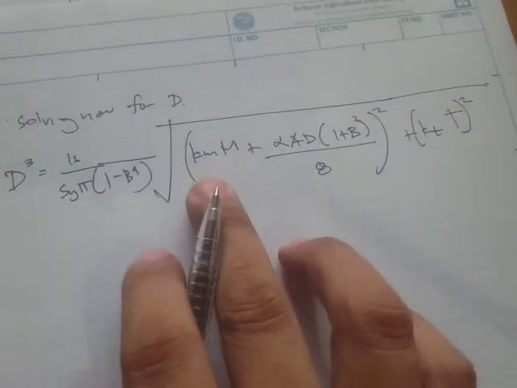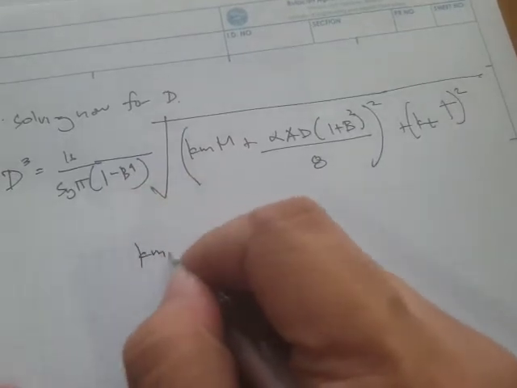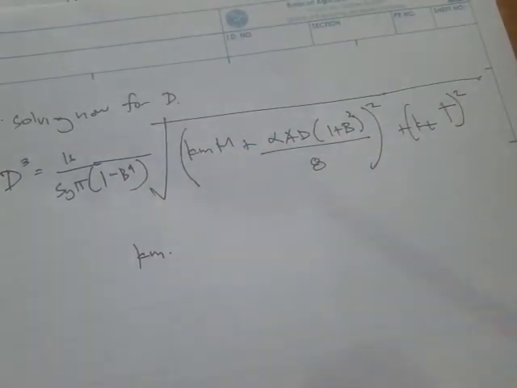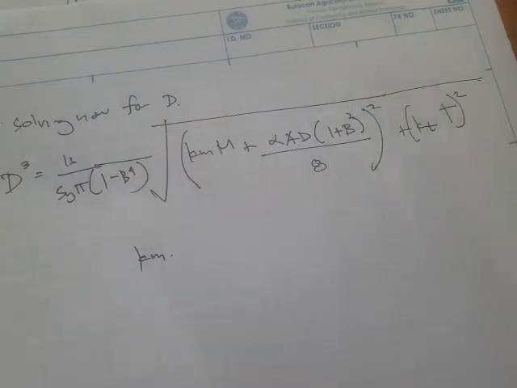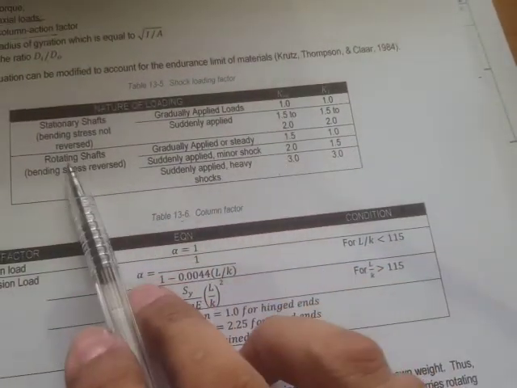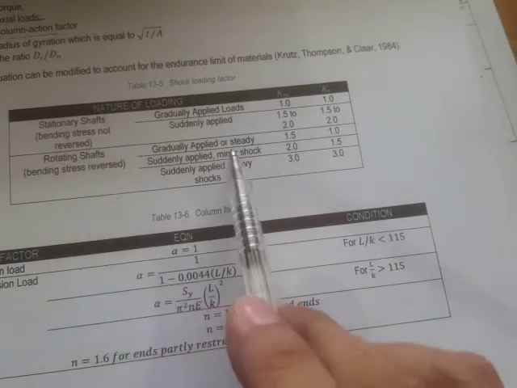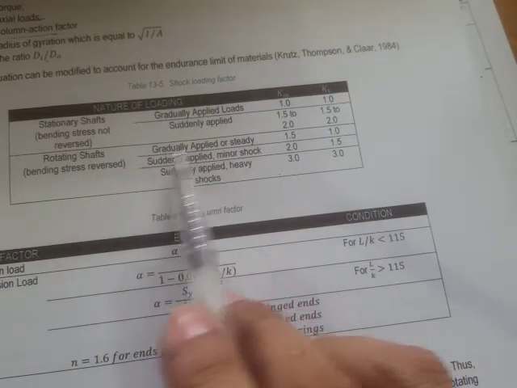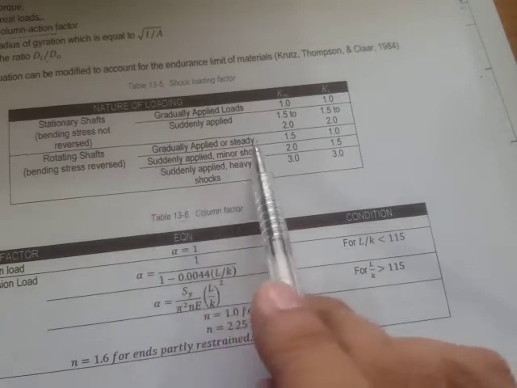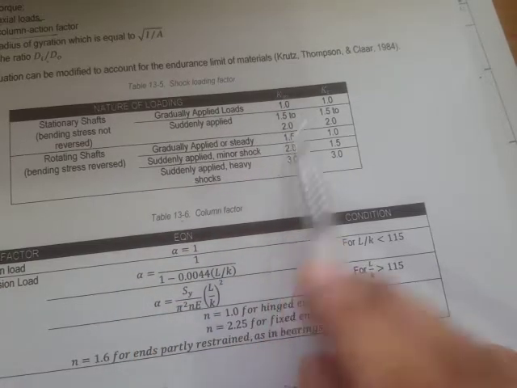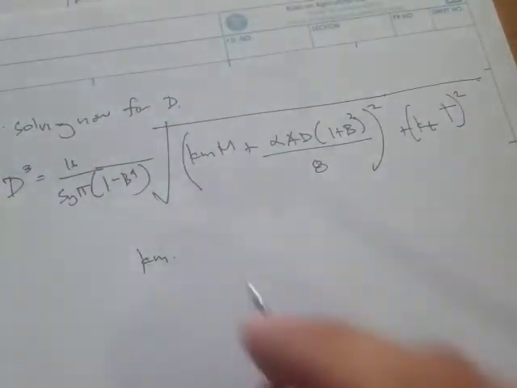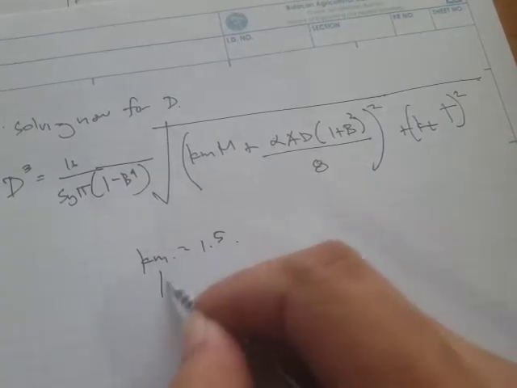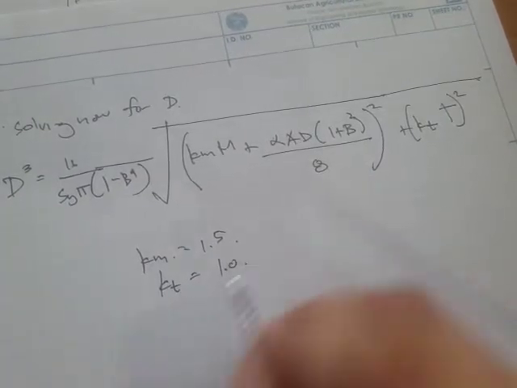Okay, so we need to solve for Km and K sub T, the shock loading factors. The nature of loading is rotating shafts, with gradually applied or steady loads. Then our Km is 1.5 and our K sub T is 1.0.